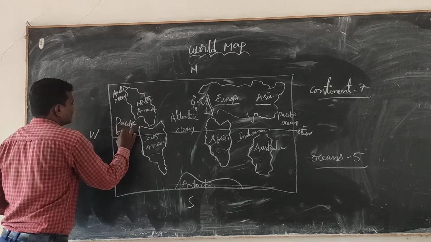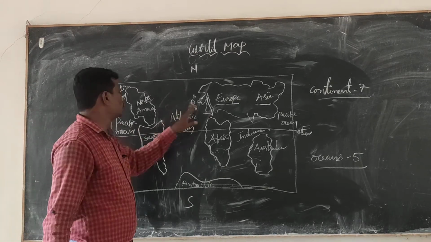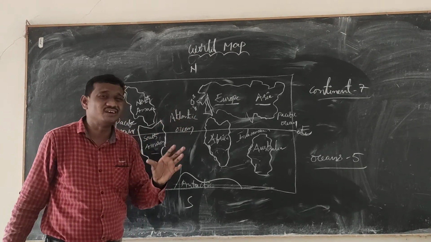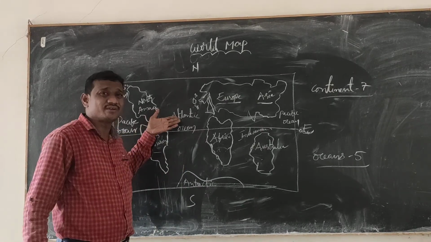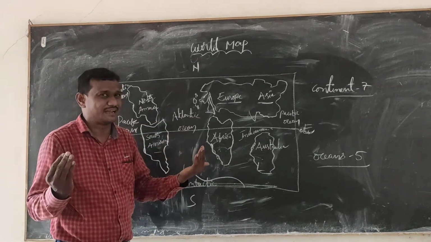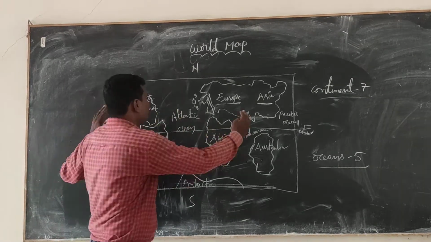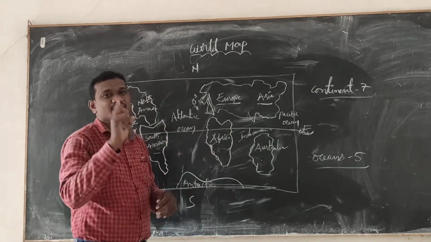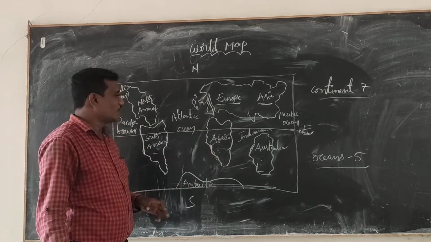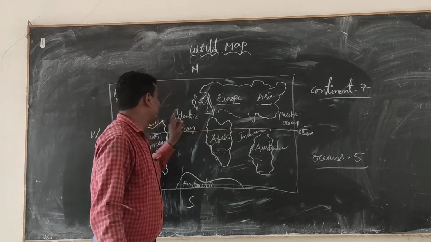Some students have a doubt. Why, sir, do you keep the Pacific Ocean on both sides? The shape of the earth is not flat. Here we have discussed the flat shape of the map, but the shape of the earth is round. Again, we can fold this world map, and the Pacific Ocean comes to one side. So that's why we have to find the Pacific Ocean from here and here.